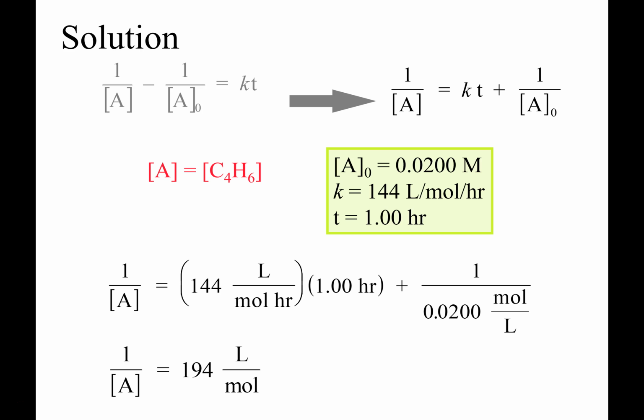Liters per mole, like what the heck? The liters per mole is the inverse of moles per liter. So if you kept your units, you're like, oh, I know I still need to flip it. So one last thing: if you take 1 over 194 liters per mole, you are going to get 0.00515. And then the units would now be moles per liter.